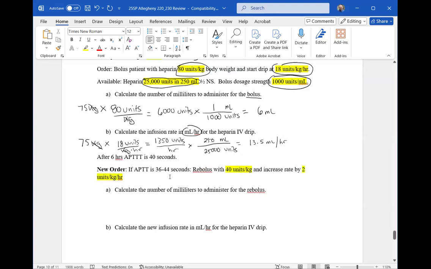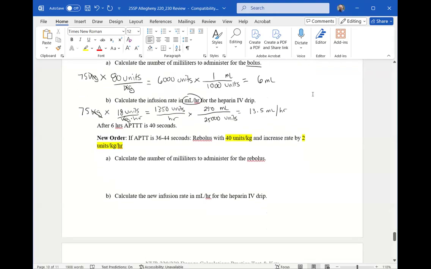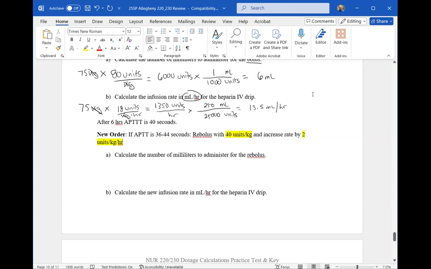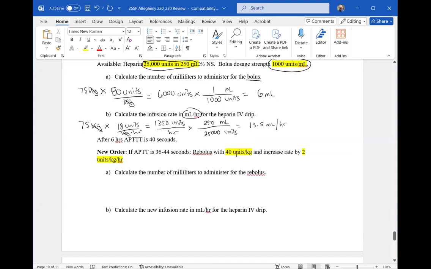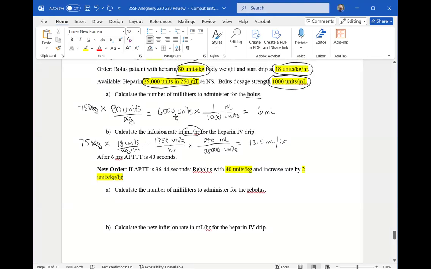So what they're talking about is, and this is referencing the previous problem, what was my initial? My initial was 18 units per kilogram per hour. So we're going to increase it by 2. So my new infusion is going to be 20 instead of 18. So hopefully that's making sense. Now, 40 is exactly half of 80. So if you're sitting there going, is it 3 milliliters? It's 3 milliliters. It's okay. It's not intended to be any more difficult than that. It is 3 milliliters.